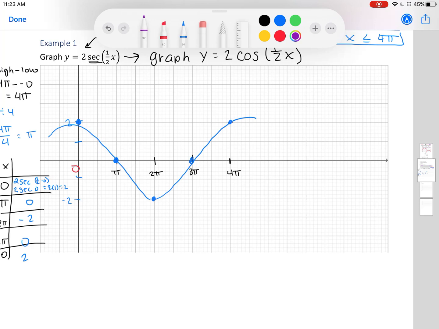This is helping us find our actual graph. Our actual graph is y equals 2 secant of 1/2 x. To begin, let's go ahead and draw our asymptotes. Now our asymptotes are points that our graph will not cross. Our asymptotes happen at the middle point, where x is 0. So these are our asymptotes.